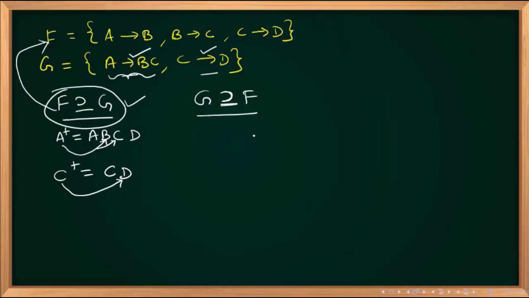What about G covers F? G covers F means in my hand only the FD set G is there. With the help of the G FD set, I have to cover all the FDs from F. Now I'll check whether A to B is covered or not. So I'll come to the G set and take A closure in G. A closure is A, B, C, D. Yes or no? Yes. It clearly shows that A to B is satisfying.